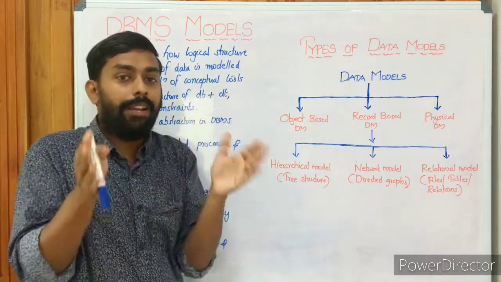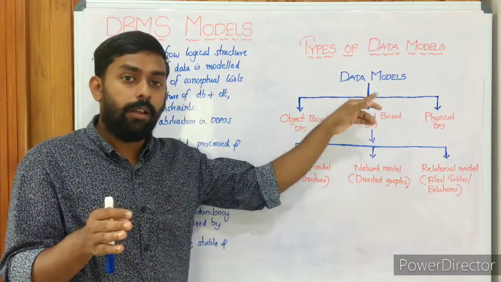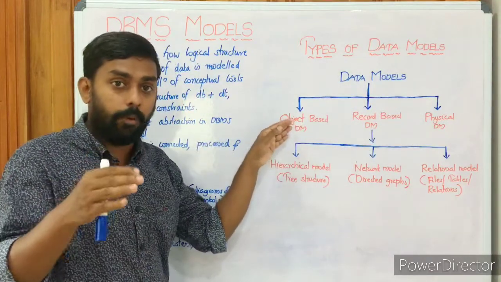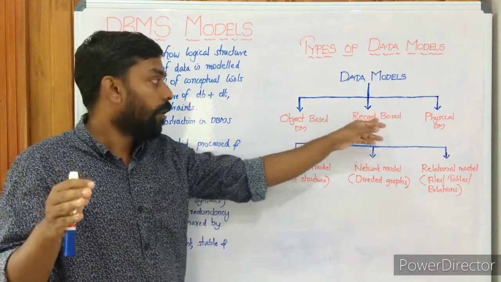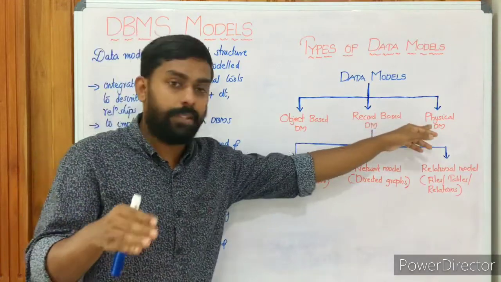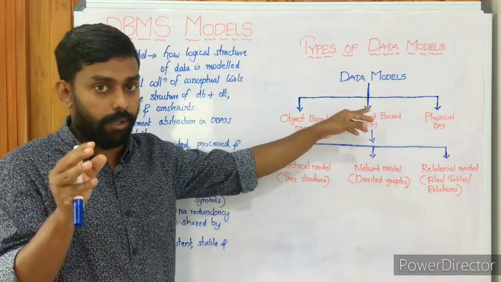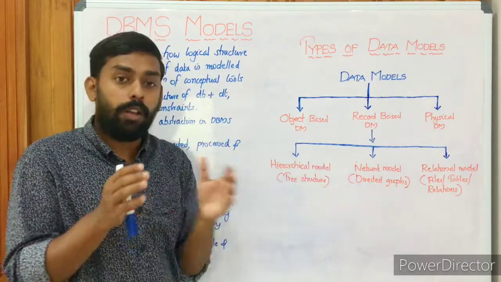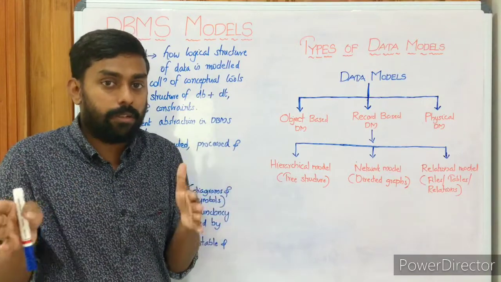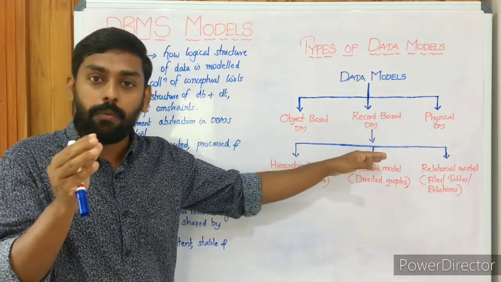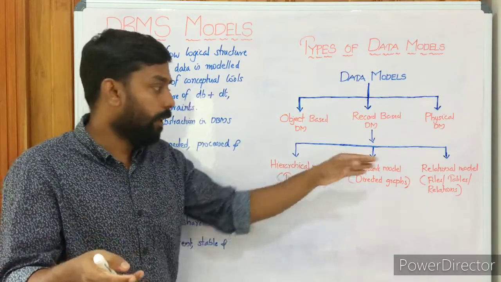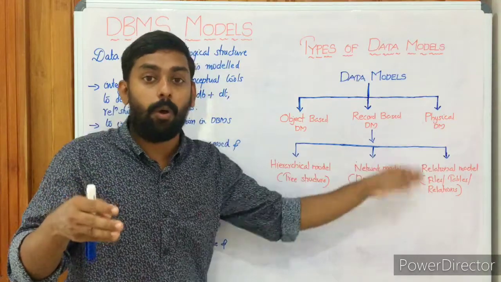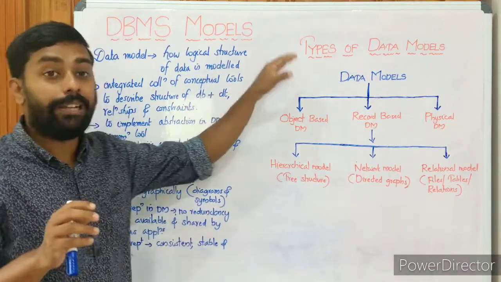So data model can be mainly divided into 3: object based data model, record based data model, and physical data model. Object based data model means it's based on object oriented programming concept. Record based means it's purely on data, and physical, the actual physical aspect of data storage. Then record based into 3: hierarchical, it follows tree structure, and network, it follows directed graph structure, and finally relational data model, that is the one we have used and we are going to use, which represents data in terms of files, tables or relations. Okay, so this is all about types of data model.